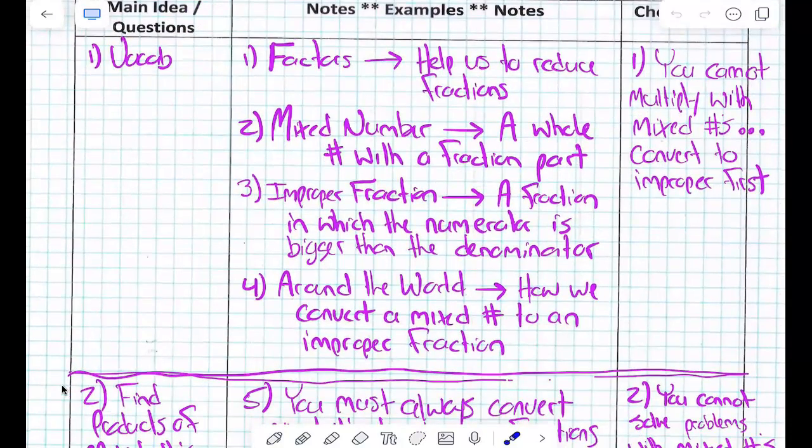Numerator. Come on, more enthusiasm. Numerator. I don't care if we're bothering them. They just have to be quiet. You guys don't have to be quiet.